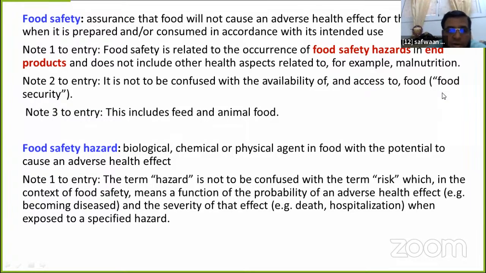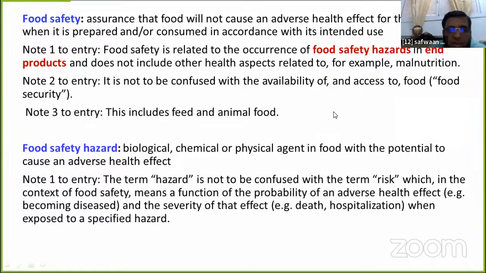Food safety is related to the occurrence of food safety hazards in end products and does not include other health aspects related, for example, to malnutrition. So malnutrition should not be confused with food safety. It is a different aspect. And it is not to be confused with the availability of food, or food security. This includes feed and animal food.